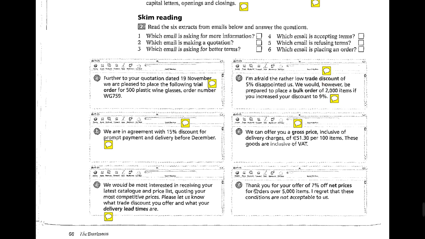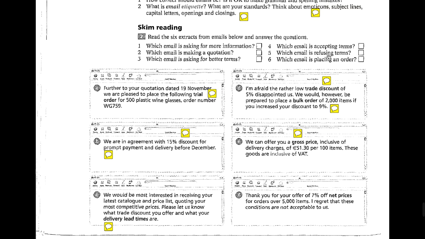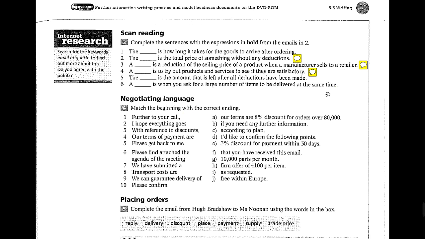And F, thank you for your offer of 7% net price for orders over 5,000 items. I regret that these conditions are not acceptable to us. So these are not acceptable for us. You have to match this with an email refusing terms. So this is not acceptable. So it refuses terms.